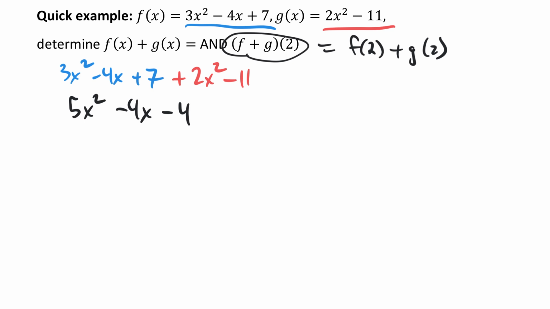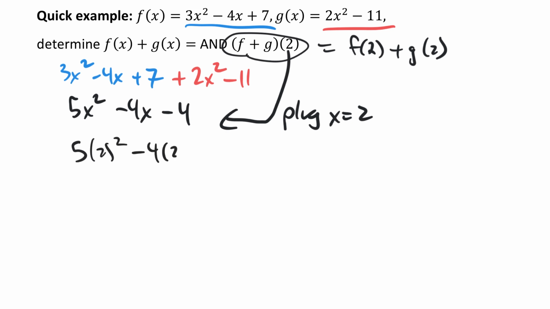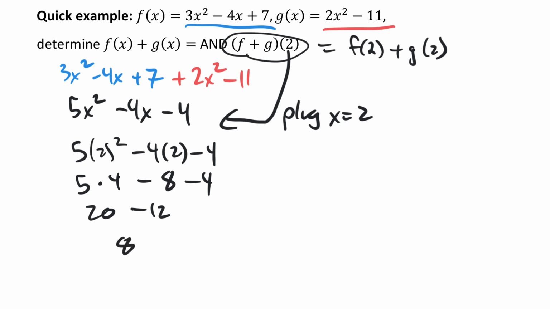Okay, so that means over here, we need to take that 2 and plug in 2. So we get 5 times 2 squared minus 4 times 2 minus 4. That'll be 5 times 4 minus 8 minus 4. So 20 minus 12, that will be 8.